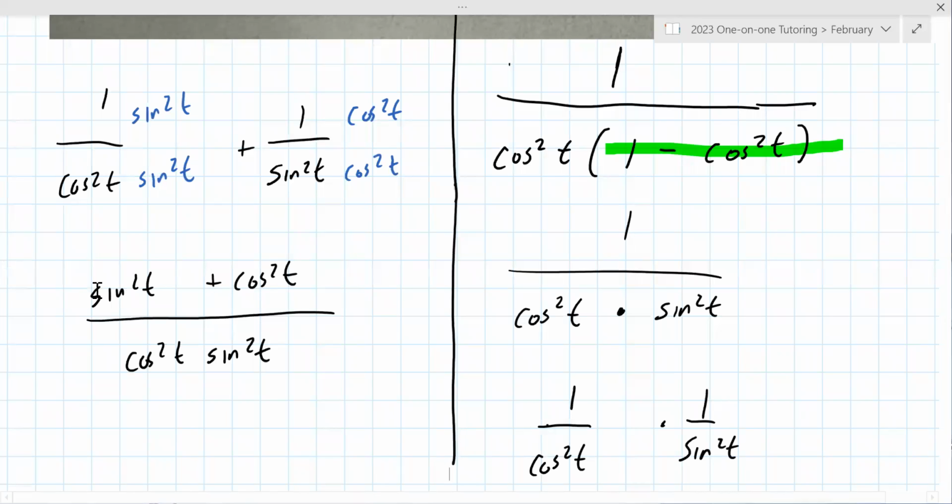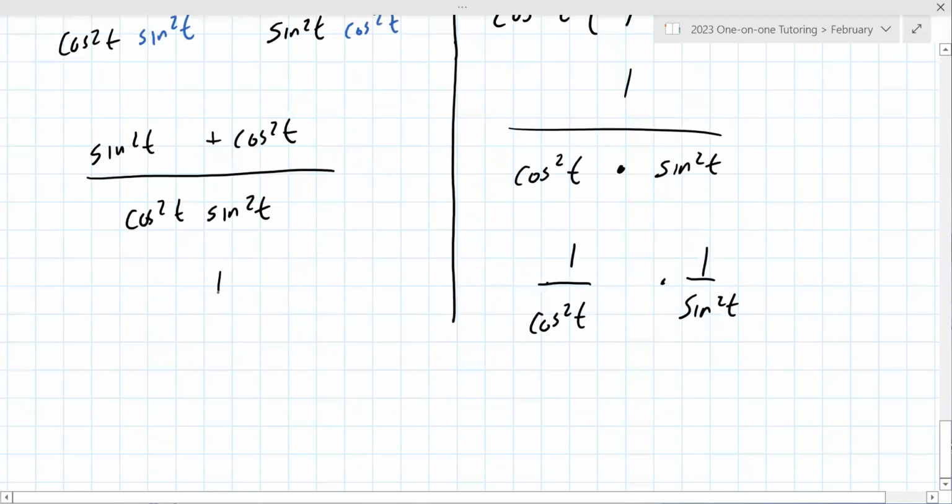Does anything on the left now jump out at you? The top equals 1. Yeah, and that's good because then it becomes 1 over cosine squared t sine squared t. And so this is where you got to recognize that these are the same. And you've got it now.